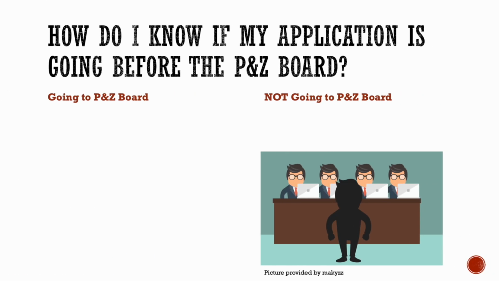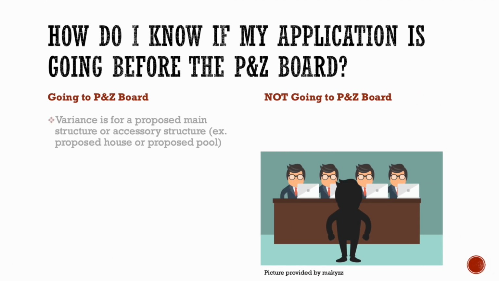If the variance is for a main structure or accessory structure that is proposed, not existing, if it is a proposed house or a proposed pool that you want to build, it automatically has to go to the Planning and Zoning Board meeting, and the planning staff will review it for sufficiency when they receive the application and schedule it for the Planning and Zoning Board meeting, depending on the deadline which you meet. And we'll go over that schedule in the upcoming slide.